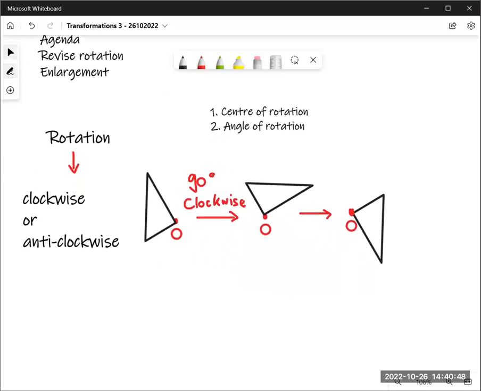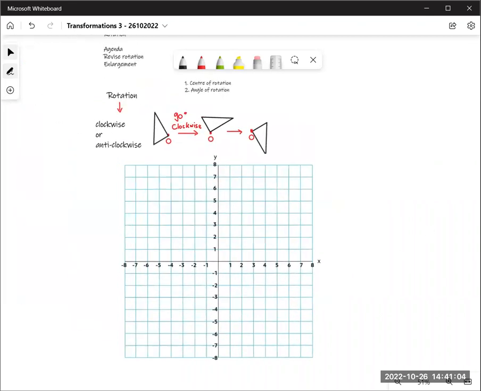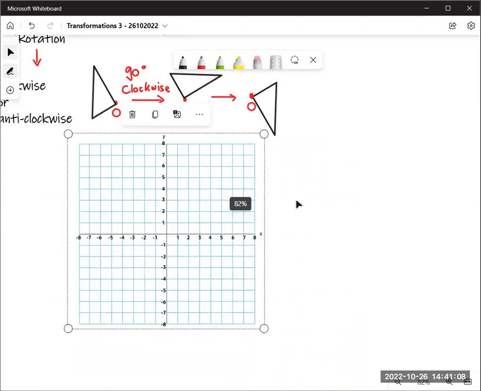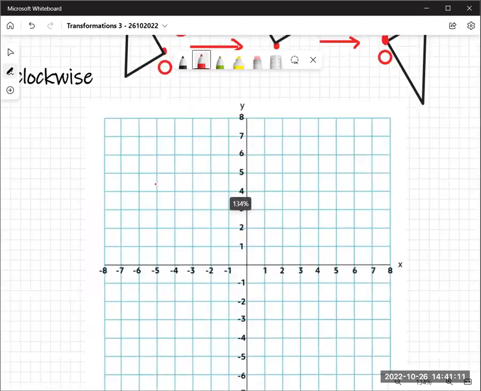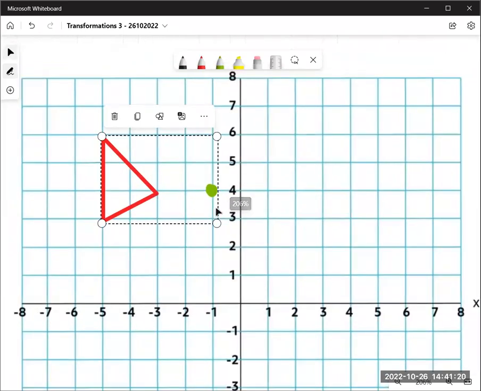Now that's fine. We know that. But how do we do it, right? How do we do this on a graph? So let's first look at our graph right here. Now, if I have a shape, any shape right here, let's say I have a triangle like this, and the center of rotation is not there anymore. It's right here. So how do I rotate it?